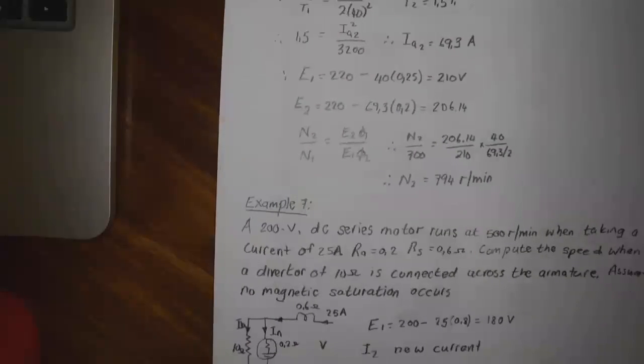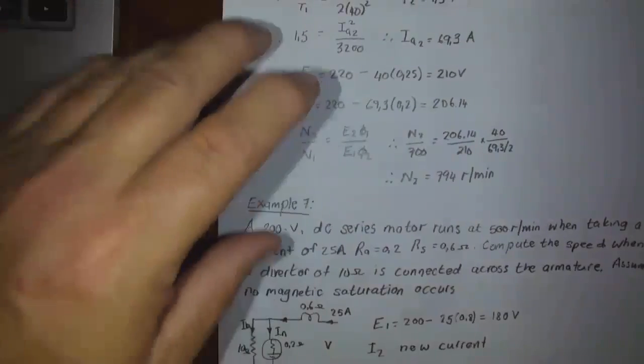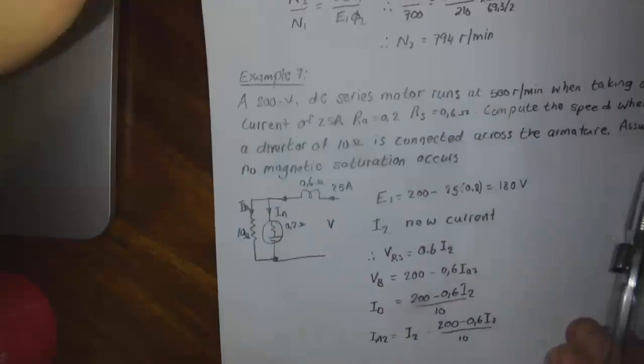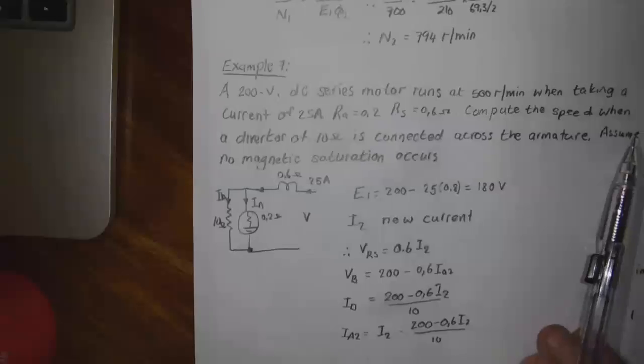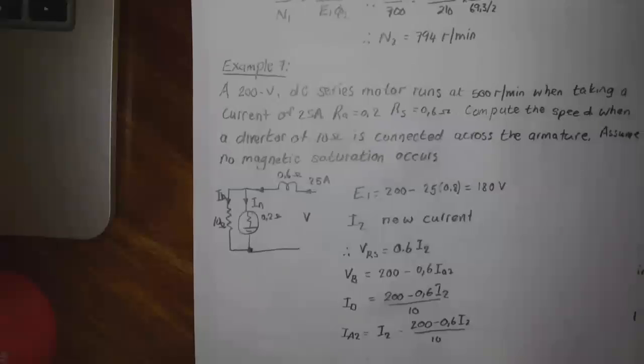And our final problem for the night. A 200 volt DC series motor runs at 500 revs per minute when taking a current of 25 amps, where RA is 0.2, RS is 0.6. Compute the speed when a diverter of 10 ohm is connected across the series field. Assume no magnetic saturation occurs.